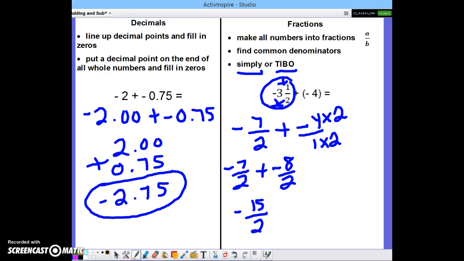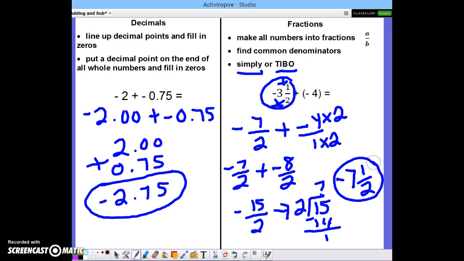That's most likely not going to be an answer choice. Because this is improper, I know that I can divide top and bottom out. So 15 divided by 2 goes in there 7 times for 14 with 1 left over. Your final answer is negative 7 and 1/2. This is the answer that you're most likely going to see as an answer choice. So just once again, when you get an answer, just because you don't see it in your answer choices doesn't mean you're wrong. Chances are we just need to simplify.